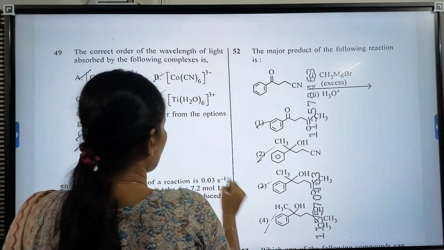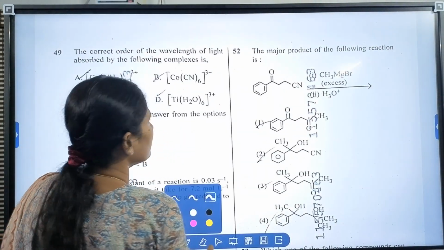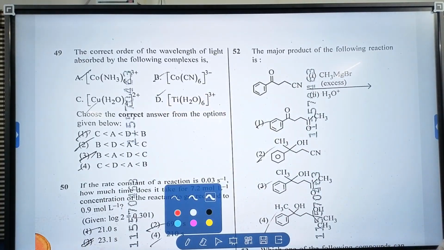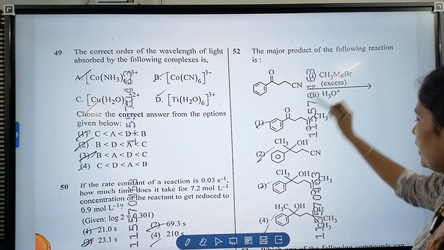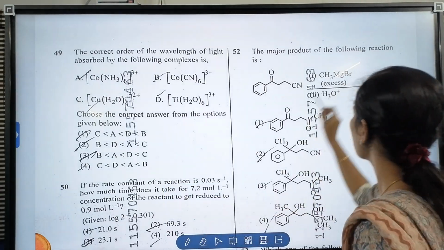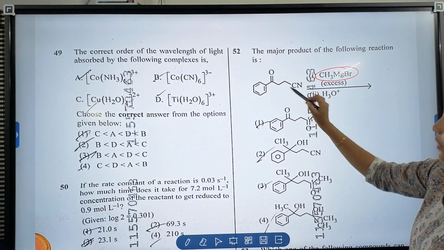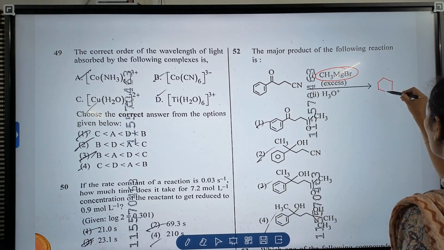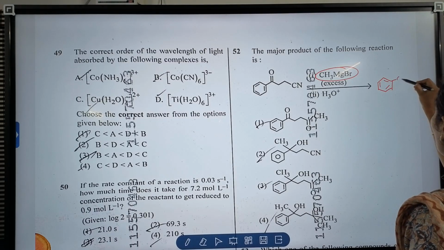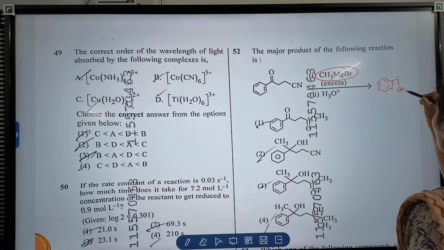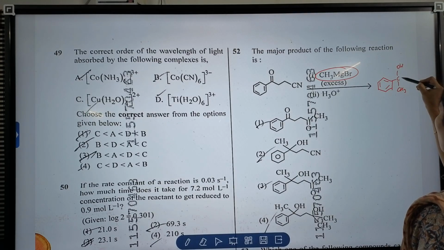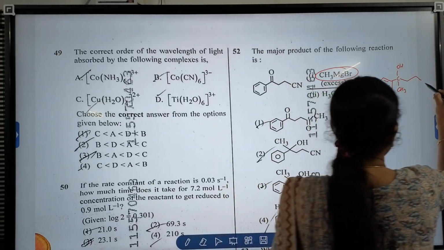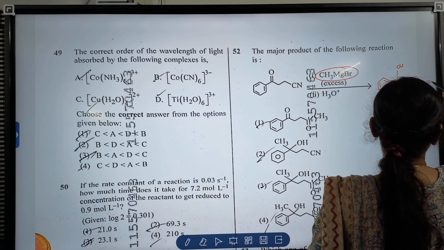Question 52. The major product in the following reaction. Actually, it's a very important part because here we are adding Grignard reagent in excess. Excess in the sense that here we have a ketone as well as a cyanide. So on both sides the nucleophilic addition will happen. The ketone, with this methyl group attached here, will be converted into a tertiary alcohol. The cyanide, in the other case, will be converted into C double bond O methyl.